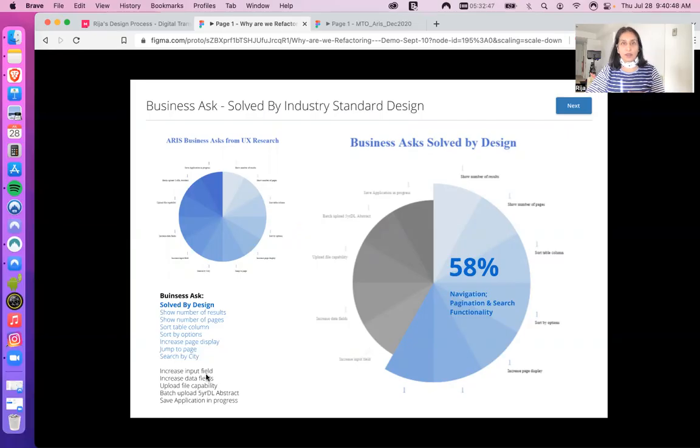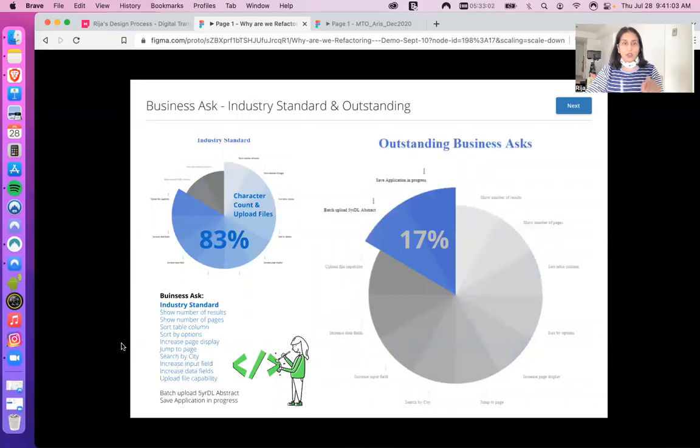Now, if I looked at the business ask and looked at anything else that I thought might be industry standards, they wanted to increase two different fields to allow more input, and they wanted an upload file capability. I would say those are basic industry standards. So if we make industry standards our baseline for our design, 83% of the business ask was solved just by using industry standards as our baseline.